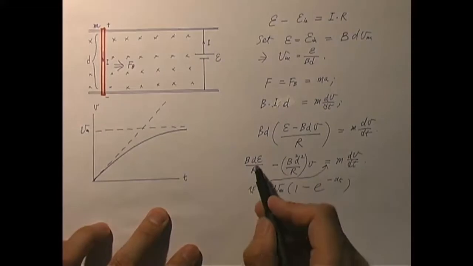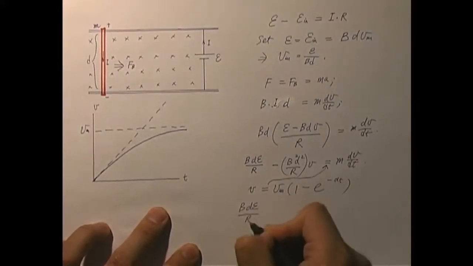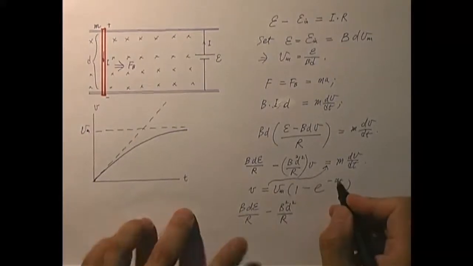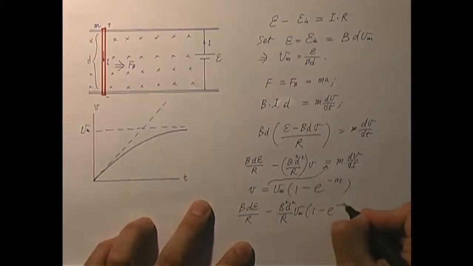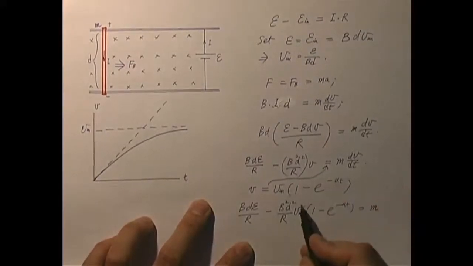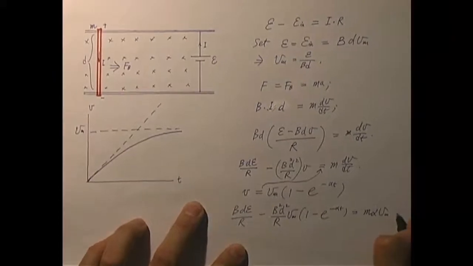Okay, so we can copy this term here, B d epsilon over R, then minus B squared d squared over R, and then V, which is right here, V maximum times 1 minus e to the negative alpha t. Now the other side, mass times acceleration, m dv/dt, so you take a derivative, which is alpha V maximum e to the negative alpha t.